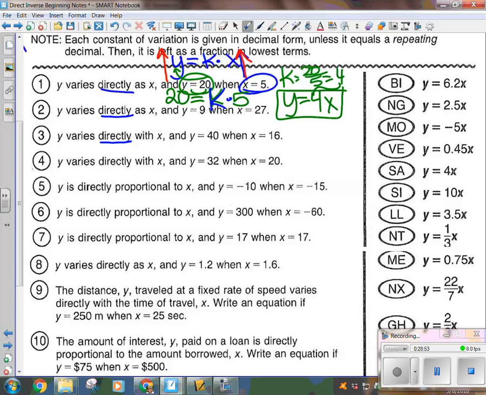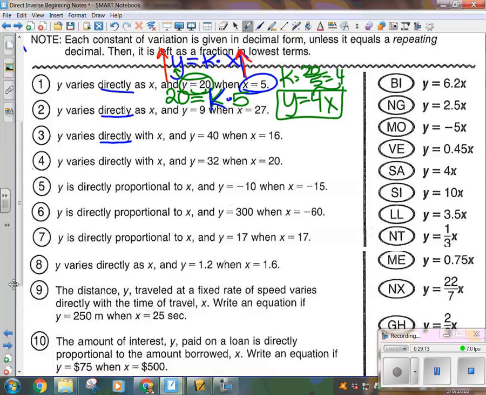Everybody see how I got that? Basically, what did I do to get it? How do you get your constant every single time? Look right here. A y number divided by an x number. So if you want to go straight to figuring out the constant, that's how you do it.